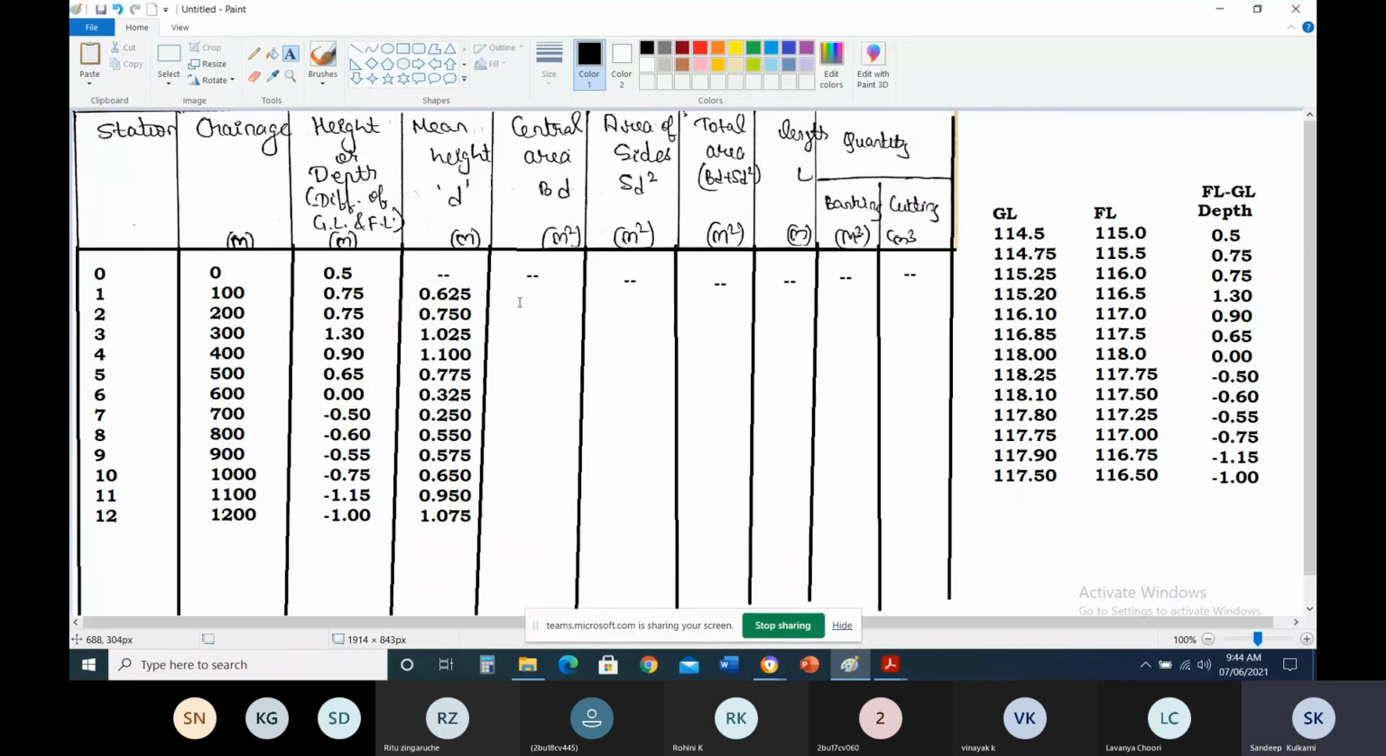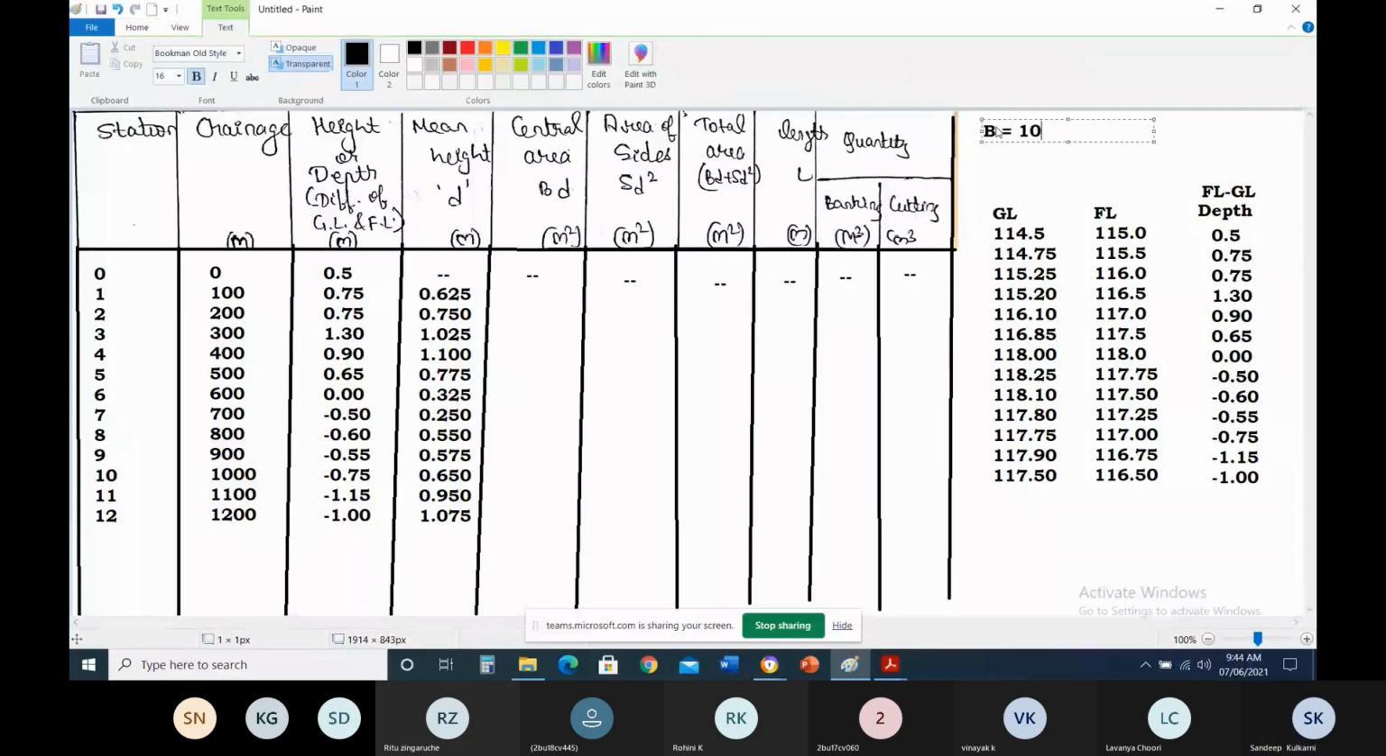Okay, so I hope you understood this. Now very simple. What you have to do for the remaining calculations is just see the values, multiply them, and you will get the answer. So which is the next one? Central area, B into D. Now as per the given question, B is given as 10 meters. Okay, then side slope is 2:1 for banking.